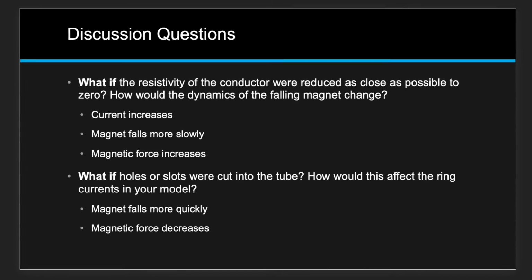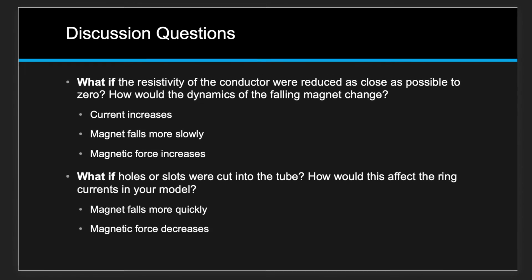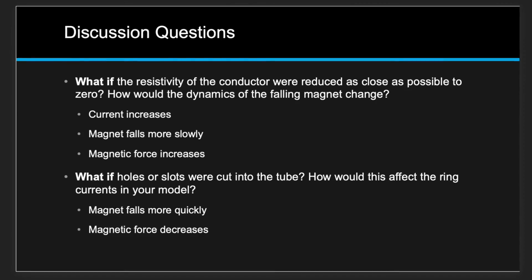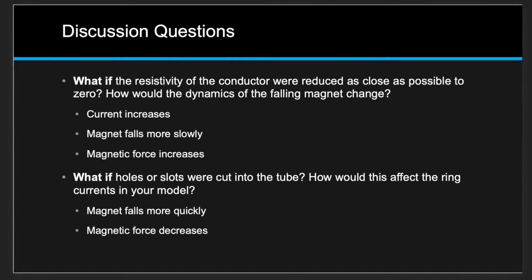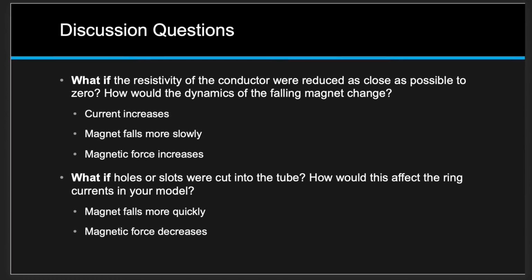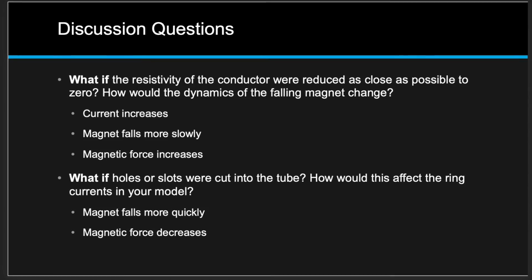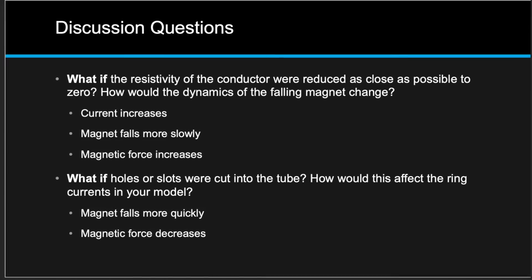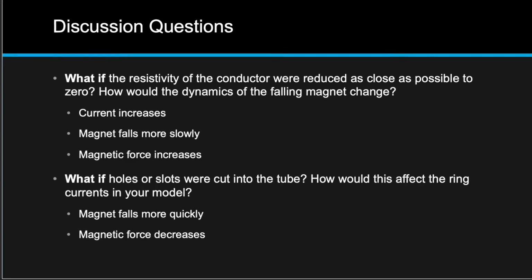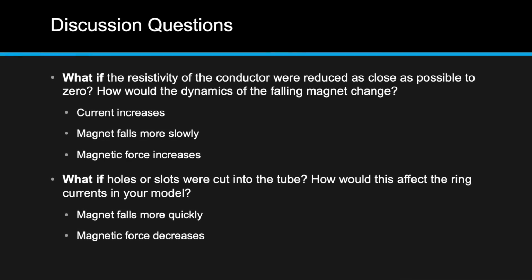So now to conclude, we have the two discussion questions. The first one, what if the resistivity of the conductor was reduced as close as possible to 0, and how would the dynamics of the falling magnet change due to this? So this would mean that the current would increase and the magnet would fall more slowly, and since the current increases, the magnetic force would also increase.